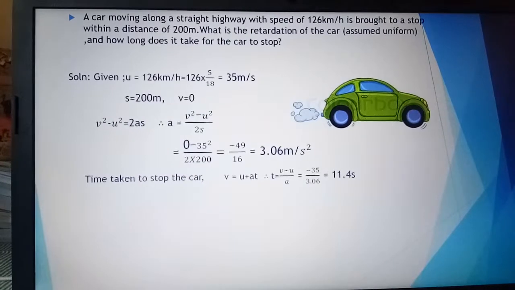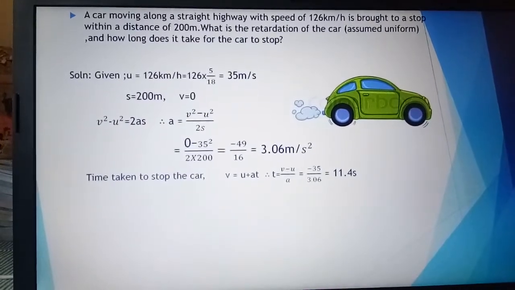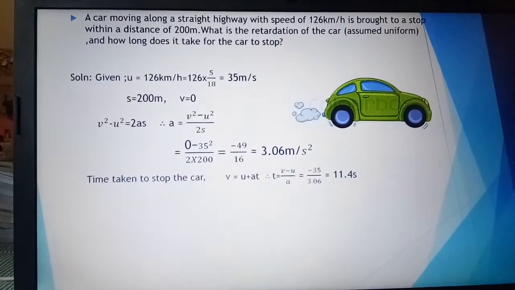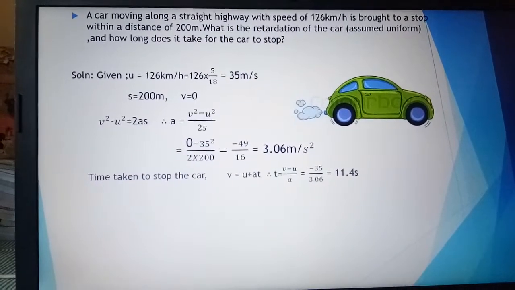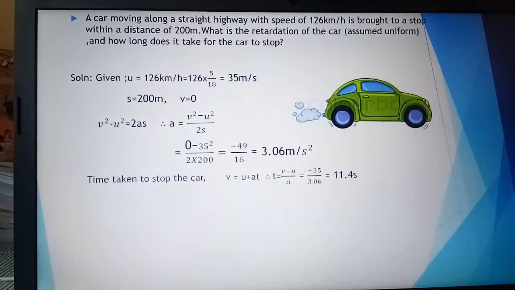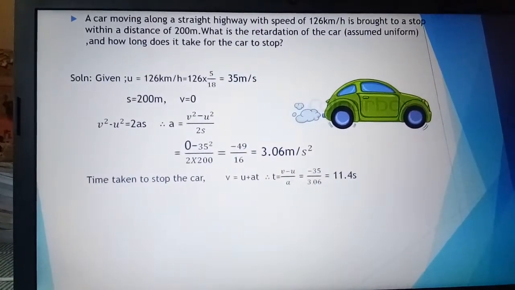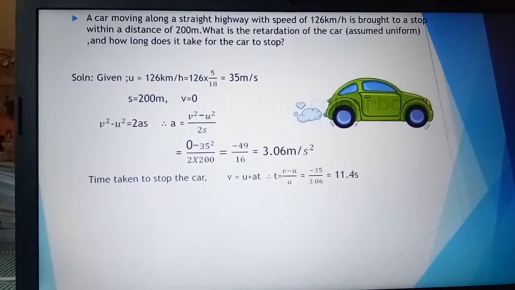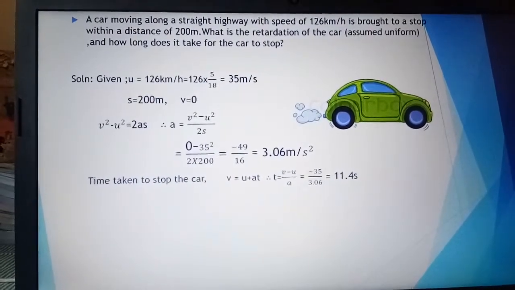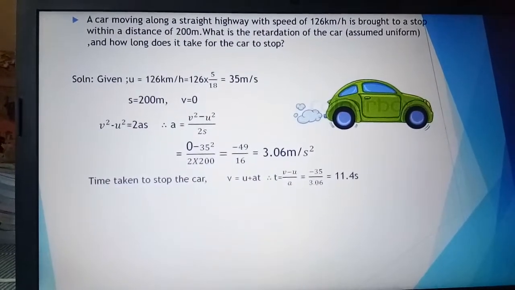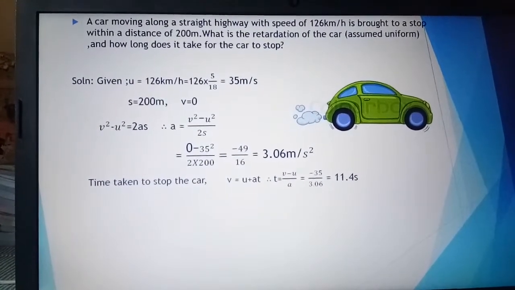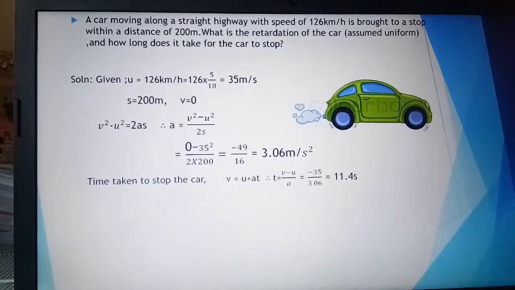So acceleration is also negative, and initial velocity, that is v minus u. Here if you substitute v minus u, it becomes minus 35. Therefore minus 35 divided by minus 3.06 becomes 11.4. Minus minus cancels. So it takes 11.4 seconds to stop.